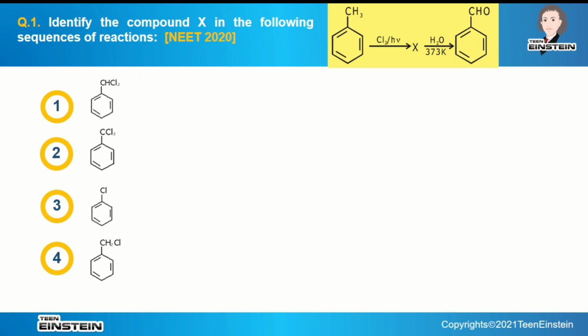So here methyl benzene reacts with chlorine in presence of light, it produces X, then it undergoes hydrolysis at 373 Kelvin, it gives benzaldehyde. So it comes under the branch of organic chemistry and the type of reaction is substitution reaction.